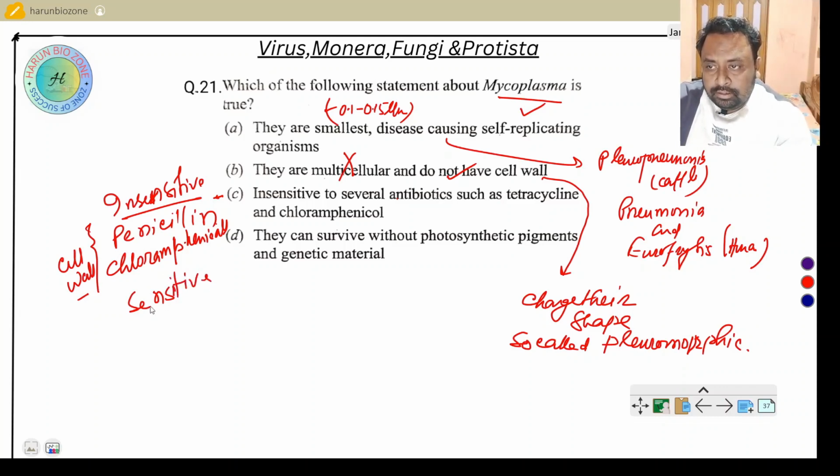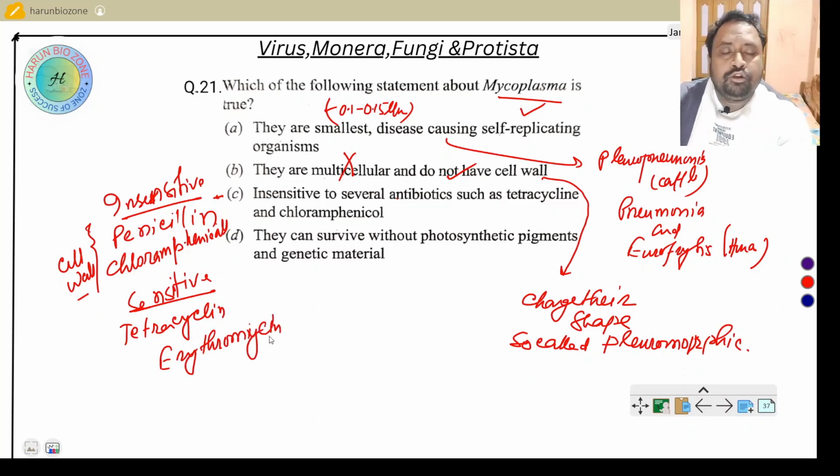But they are sensitive to antibiotics that inhibit protein synthesis, like tetracycline and erythromycin, which cause the breakdown of proteins of the bacteria. They are the smallest, disease causing, and self-replicating organisms. This is the true answer.